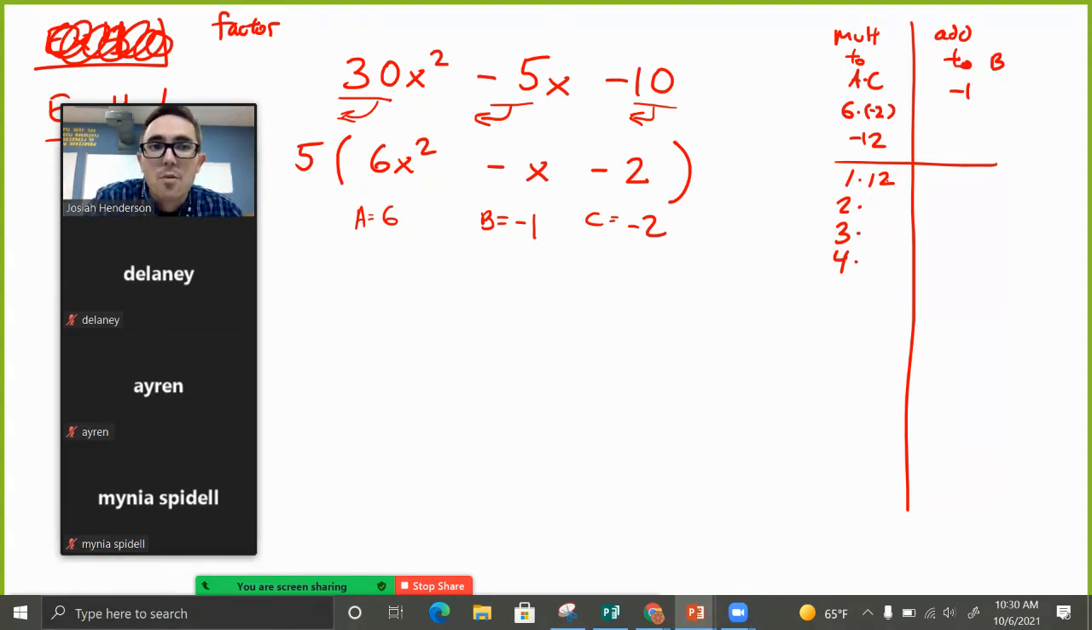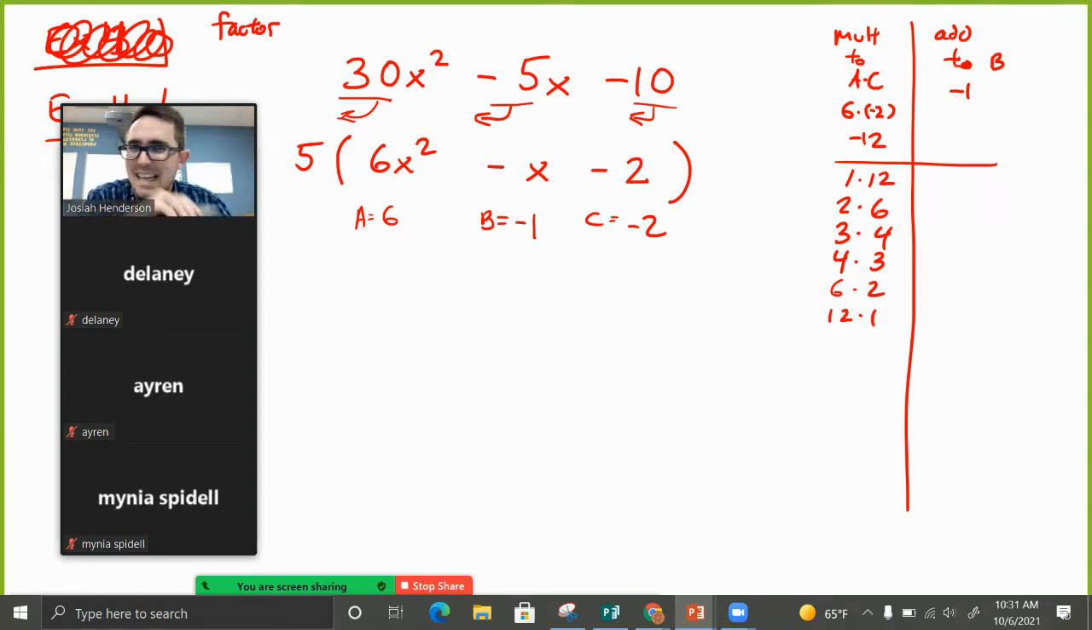So 1 times 12 works, that's 12. 2 times 6 works. And to find these out, use your calculator and just divide. How I'm doing it is I'm going 12 divided by 2, that's 6. 12 divided by 3, that's 4. And then 12 divided by 4 is 3. And once the list starts to repeat, we can stop. We don't really need to show all the rest because it's going to be 6 times 2 and 12 times 1.